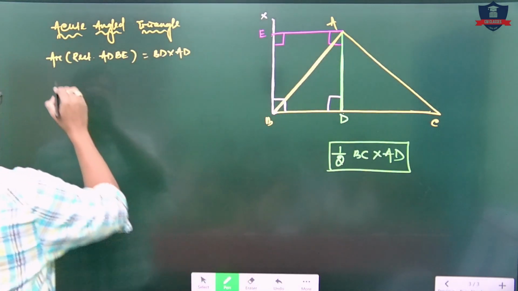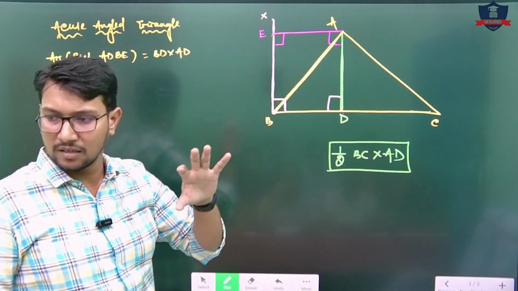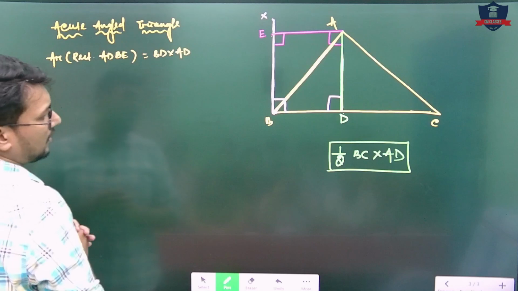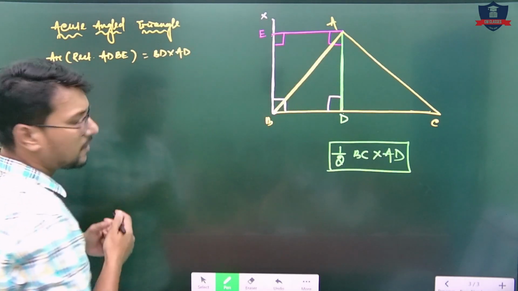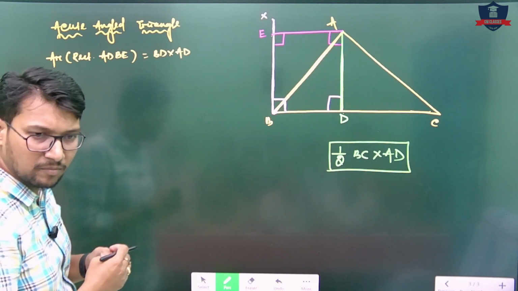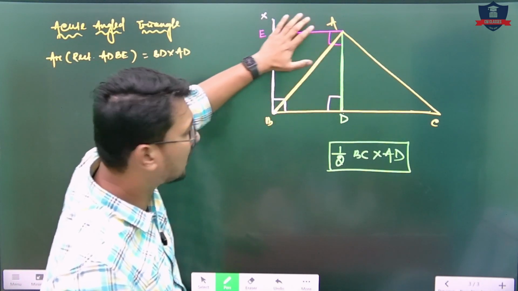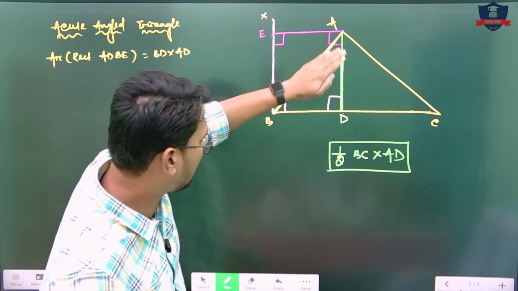Now check. Area of rectangle is how much? BD into AD. Got that, everyone? Now tell me, area of ADBE is BD into AD. Why BD into AD? Because it is a rectangle. Now what about the area of this triangle ADB?